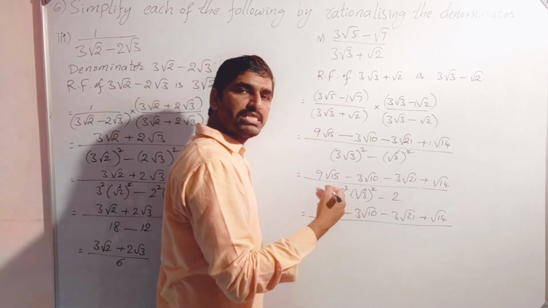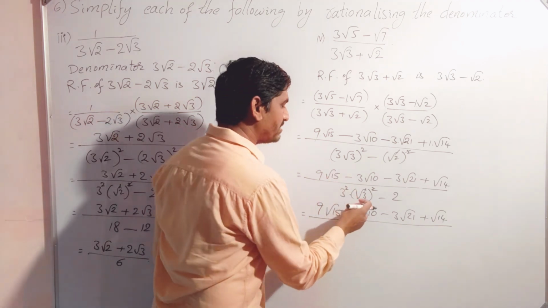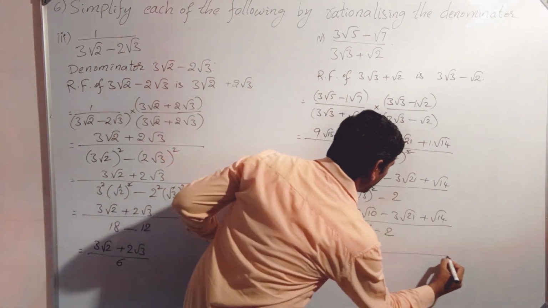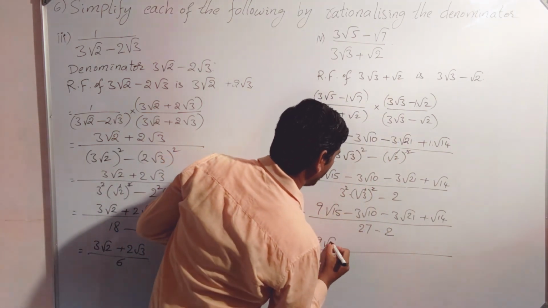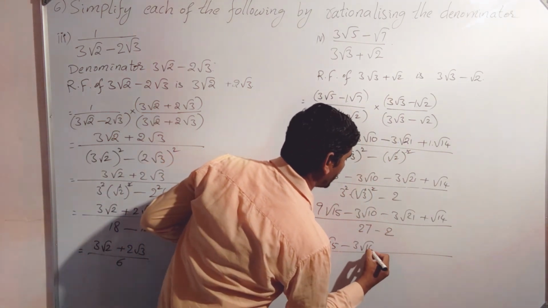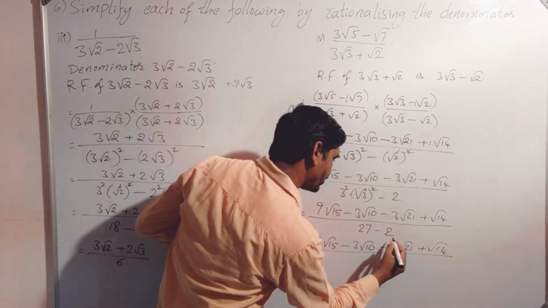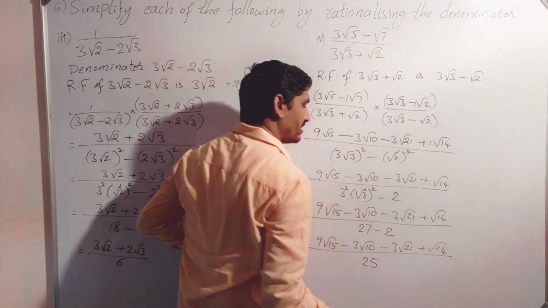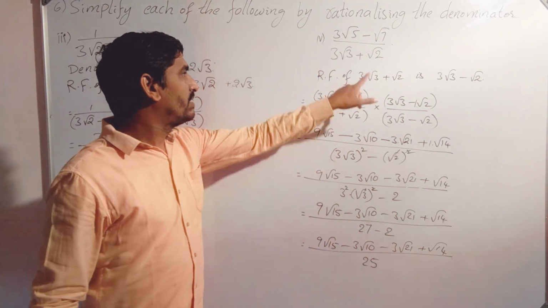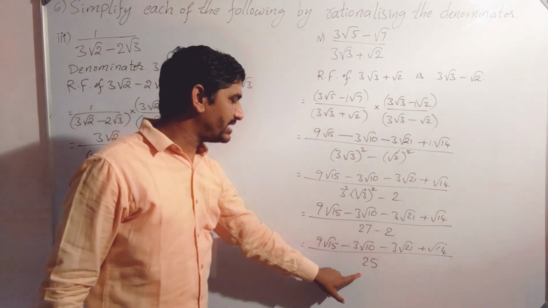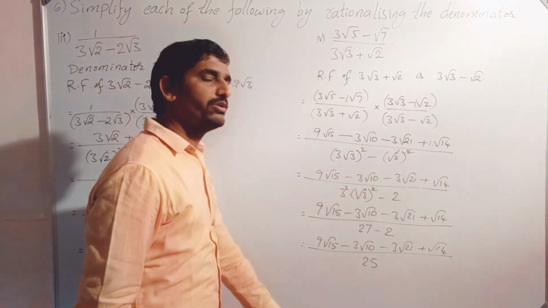Now 3 square, 3 3s are 9, 9 3s are 27, minus 2. The numerator is 9 root over 15 minus 3 root over 10 minus 3 root over 21 plus root over 14, by 27 minus 2 is 25. This is the final result. The denominator was an irrational number, and we have changed it into a rational number. Like this we have to solve the problem.